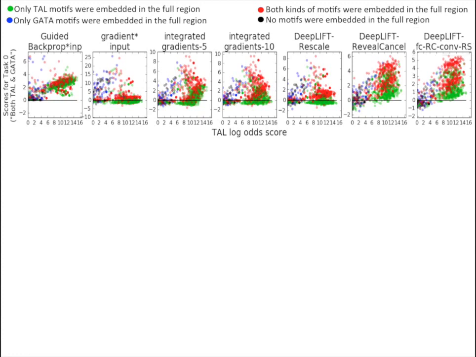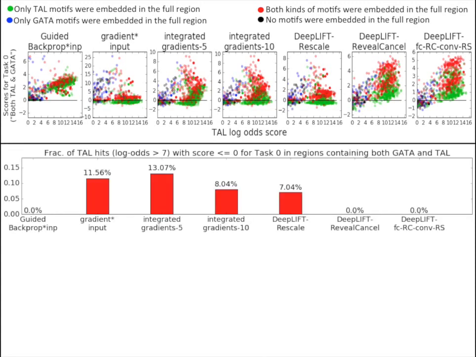You can see that the red dots tend to lie above the green dots, consistent with the tal motif being more important if it occurs in the presence of a GATA motif. However, note that for gradient times input, integrated gradients, and DeepLIFT with the rescale rule, some red dots with a high log odds score end up with importance scores below 0. These are false negatives, if you will. One hypothesis for why this occurs is that modeling cooperativity between tal and GATA motifs requires learning an AND-like relationship, which we illustrated before is one of the failure modes of these methods.